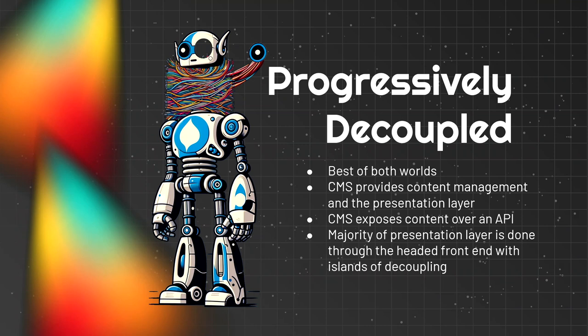So for areas of the site that you want to be a bit more interactive or dynamic, you can progressively decouple that instead of fully decoupling everything. The majority of the presentation layer is done through your headed front end, your Twig, etc., and then very specific parts are chosen to be done through some type of JavaScript and are considered islands of decoupling.